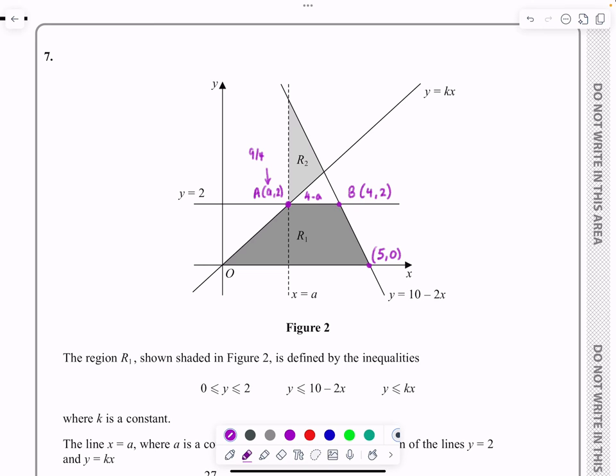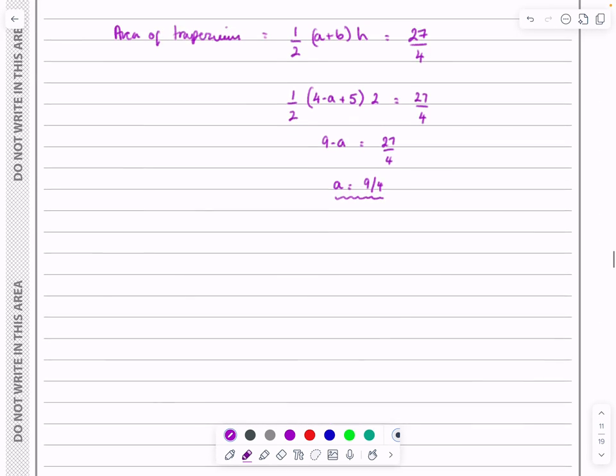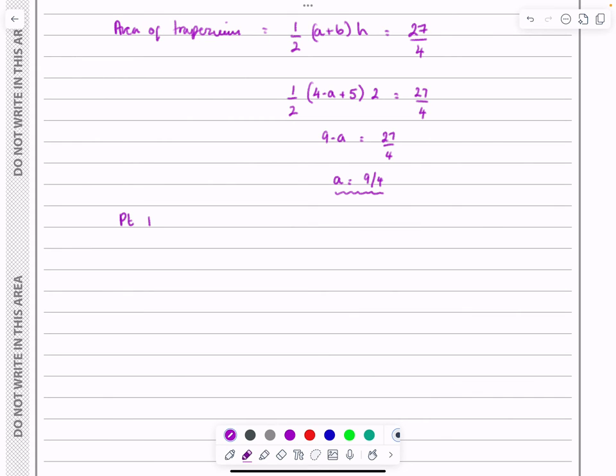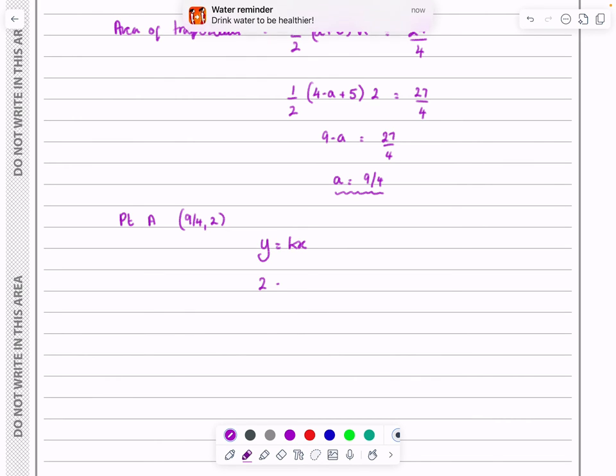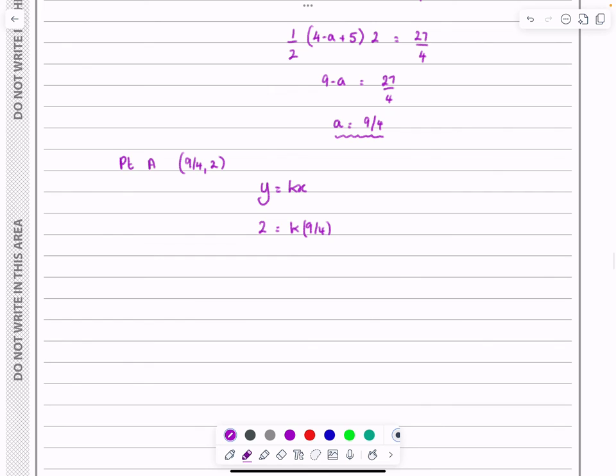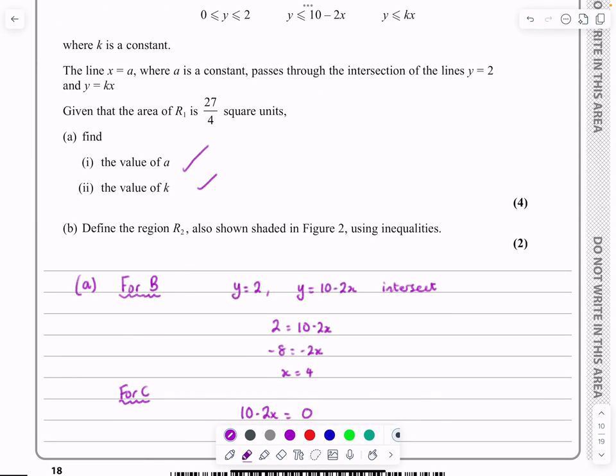Brilliant. And if I want to work out k, what I can simply say is that I know the point A now, don't I? So let's explain that to the examiner. So point A is now the point (9 over 4, 2). So if that hits the line y equals kx, I can just put those 2 pieces of information in. So 2 is equal to k times 9 over 4, and then that just rearranges to make k equal to 8 over 9. So perfect, we've got a and k as asked for in the first part there.